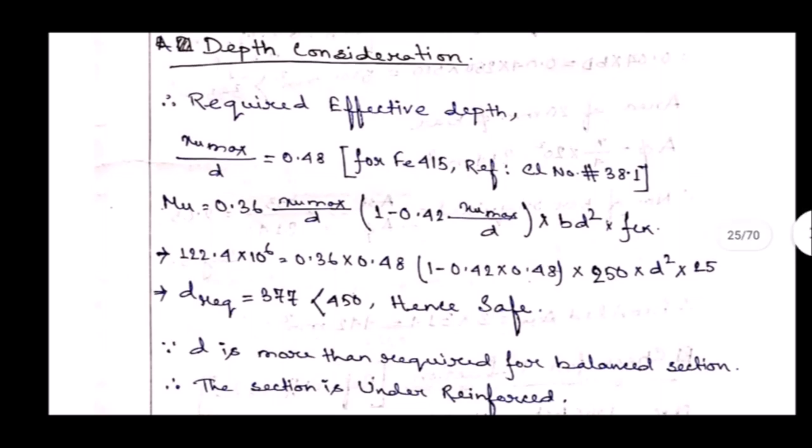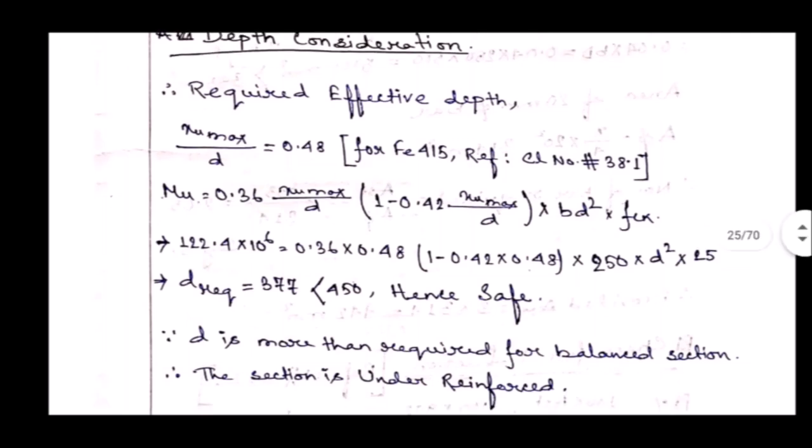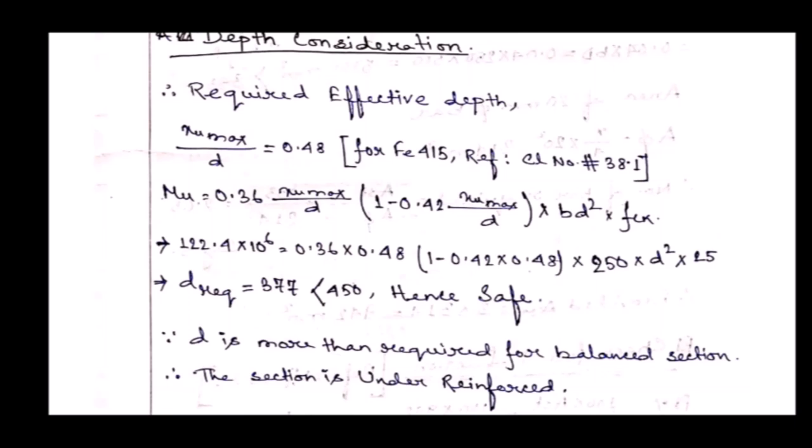We have already provided the effective depth of 450 mm. So 377 is less than 450 mm, hence the section is safe. If the required depth value is greater than our provided depth, then we have to redesign it. But here the depth is safe, our given depth is safe. So as d is more than the required balanced section depth, the section is under reinforced. As per IS 456:2000 Annex G, an over reinforced section should never be designed in the limit state method, so it should be under reinforced. So this section is under reinforced.